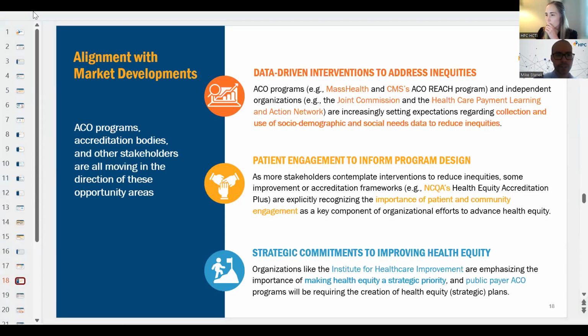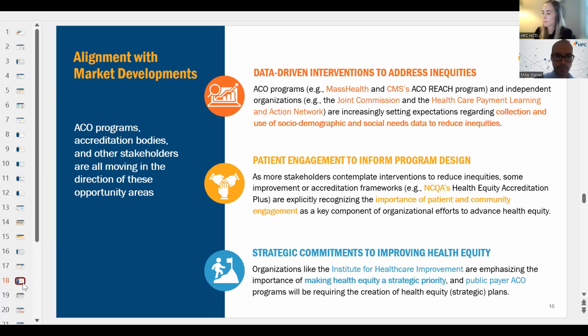Given these developments, it seemed clear to us that we have an opportunity to build on our prior equity requirement while aligning with a number of other organizations that are thinking about the responsibilities of healthcare organizations with respect to health equity. With that in mind, this year we are refocusing the certification program's health equity requirements on these 3 opportunity areas. This year, the application will require reporting on progress in advancing data-driven interventions, patient engagement, and strategy.